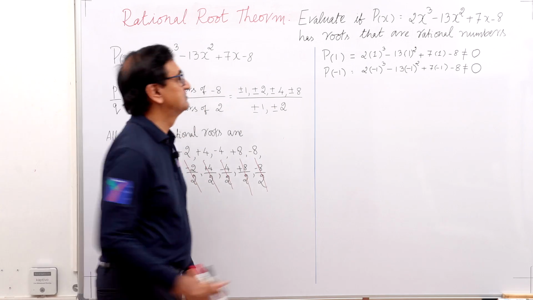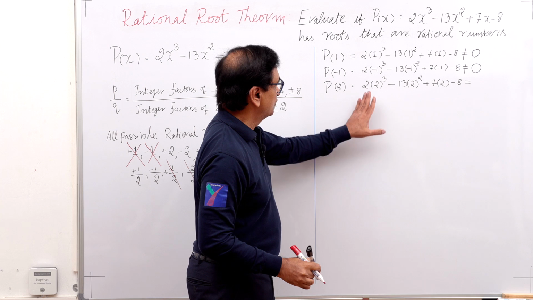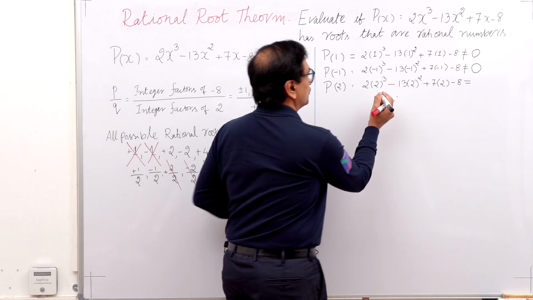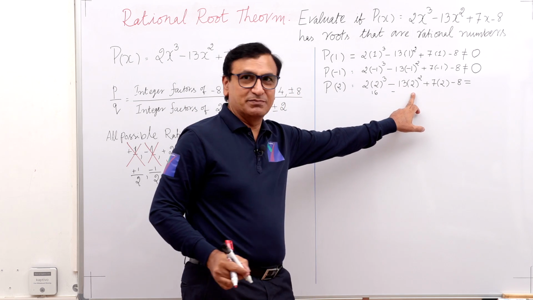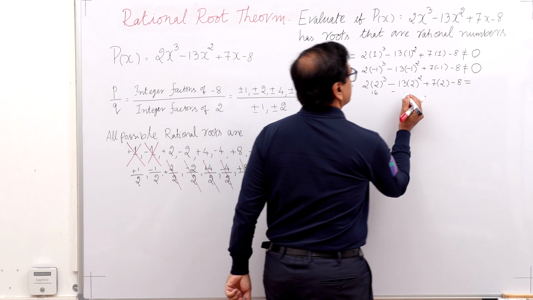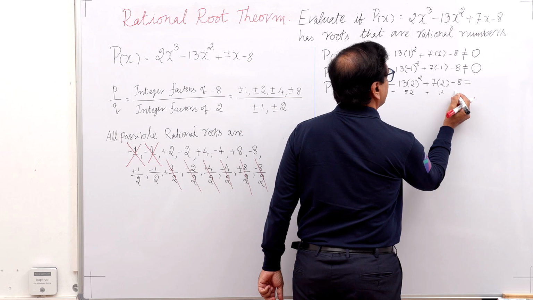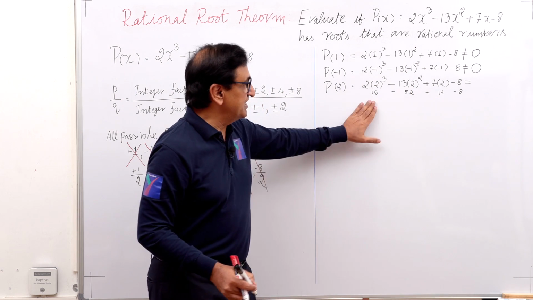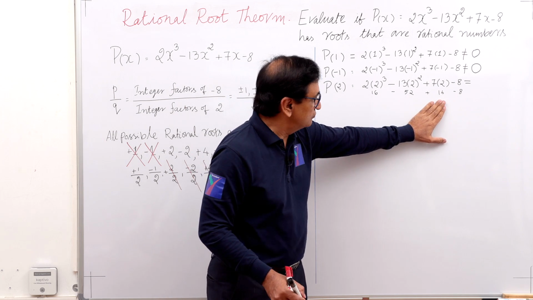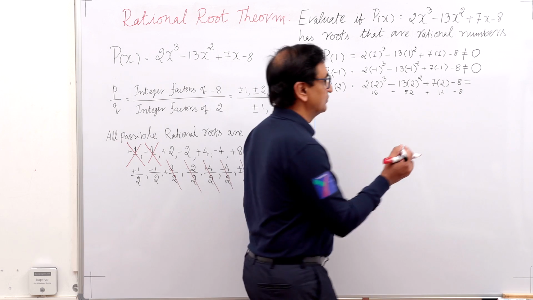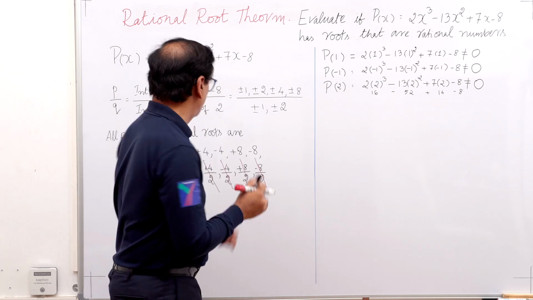Okay, next let's go to p of minus 1. Let's do this calculation. So you have minus 2, minus 13, minus 15, minus 7, minus 22, minus 8, definitely not equal to 0. Therefore, minus 1 is not a root of this polynomial. Let's go to plus 2. Okay, let's do this calculation. 2 multiplied by 2 cube, 2 cube is 8, so this is 16, minus 13 multiplied by 4 is 52, plus 14 minus 8. Okay, so 16 minus 52 is minus 36, plus 14 is minus 22, minus 8, definitely not equal to 0. Therefore, 2 is not a root of this polynomial.